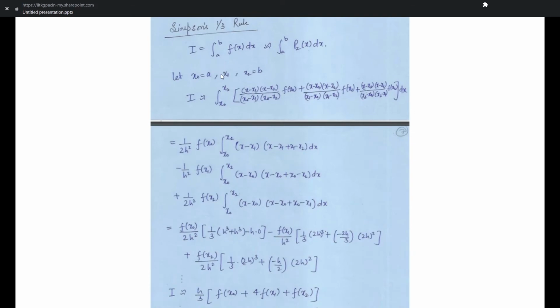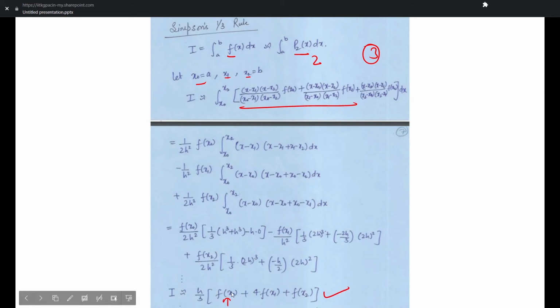Now the next rule we are going to talk about is Simpson's 1/3 rule. Earlier in the trapezoidal rule, we replaced the function f of x by a polynomial of degree 1. But now we are going to replace this with a polynomial of degree 2. In case of single application, since the polynomial is of degree 2, we need at least 3 points, x0, x1 and x2. After integration of this expression, we finally obtain an expression like this. This is the value of the function at the first point, this is the value of the function at the last point, and 4 times the value of the function at the middle point.